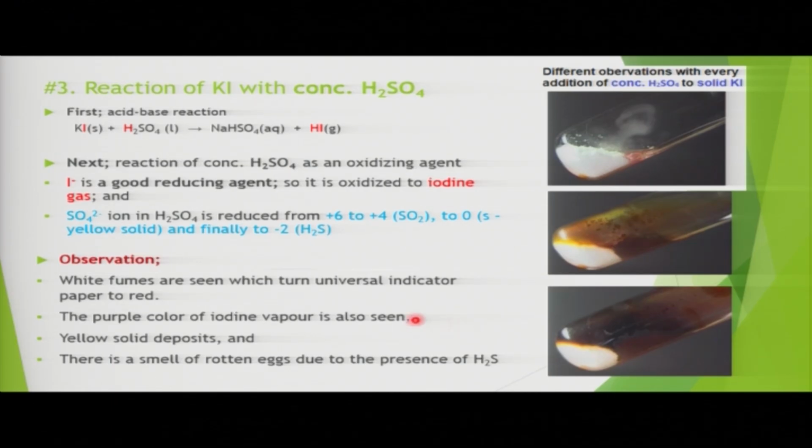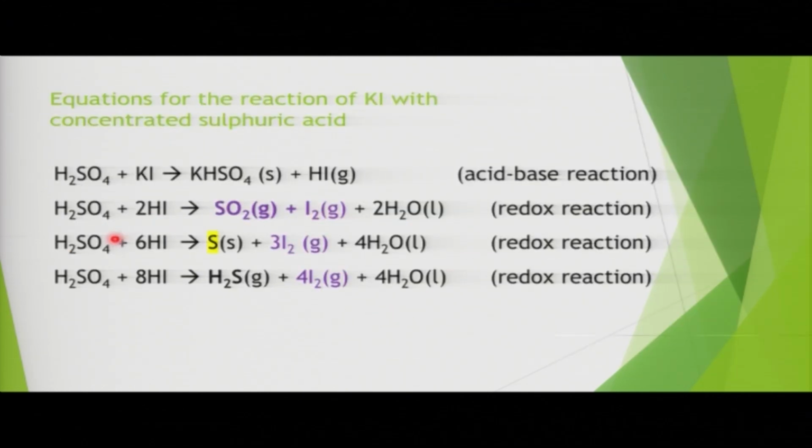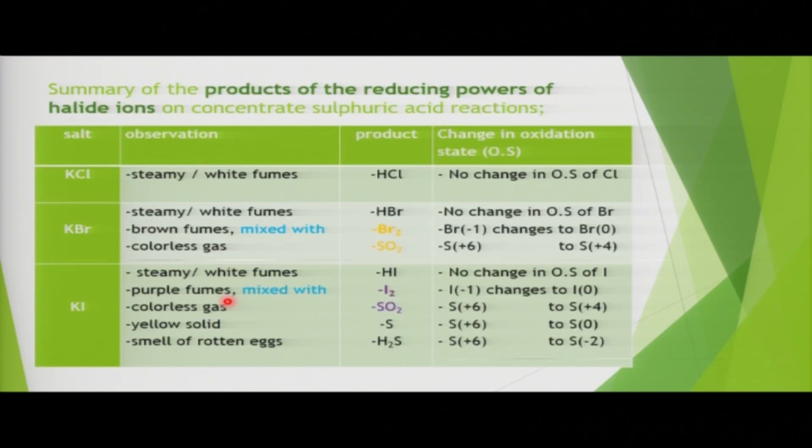So in this case, we are explaining exactly what happens. And these are the equations. You see the yellow solid, which is sulfur. You notice the purple fumes, which is iodine, and the presence of hydrogen sulfide, as indicated by the lead ethanoate paper.